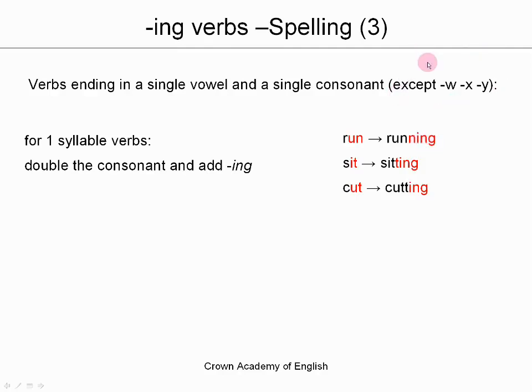Here we say except W, X or Y. So if it was a verb ending in a single vowel and a single letter W, for example, then we just add ing. We do not double the consonant. An example would be the verb row, R-O-W, like to row a boat. There the ing would be rowing, and it would be a single letter W, R-O-W-I-N-G.